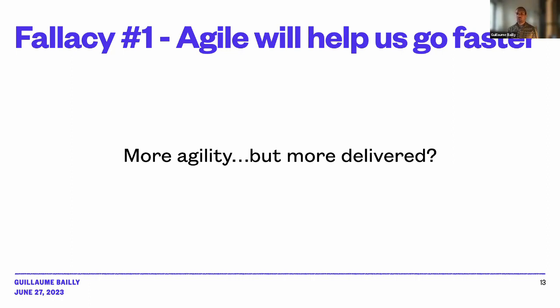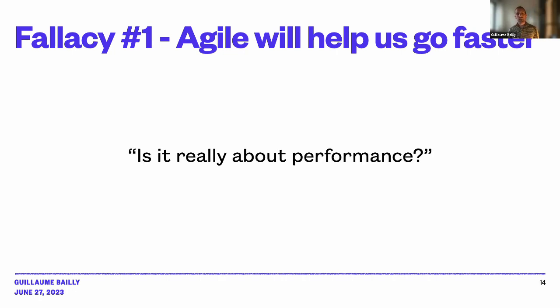So in the second case, okay, we have more agility, but did we get more delivered in the end? I would suggest that not really. But again, I might ask the question, is it really about performance? Is performance our real goal? The reason why we're doing Agile in the end?